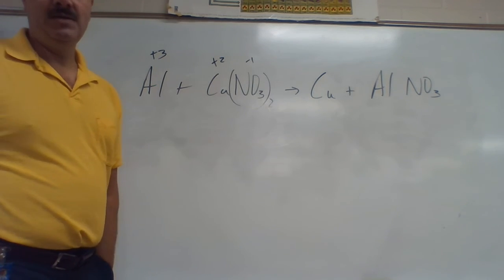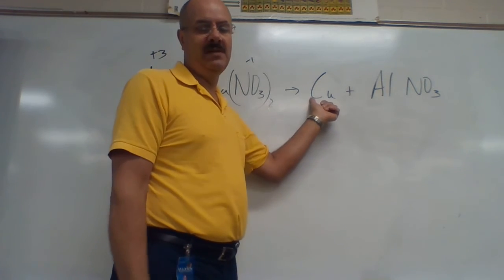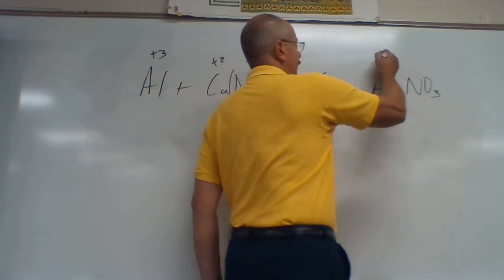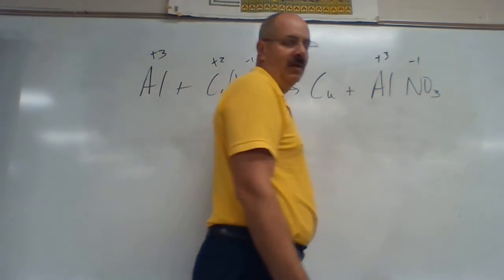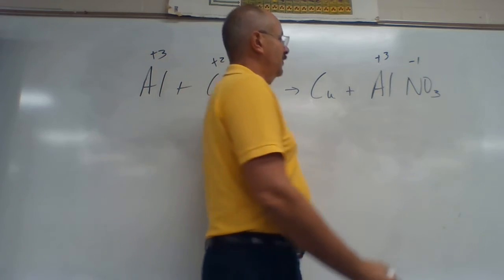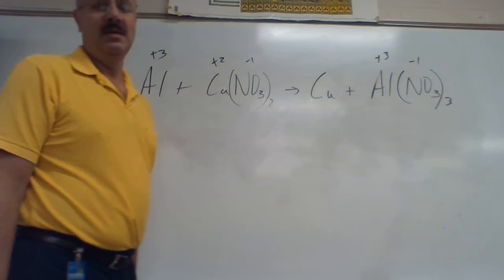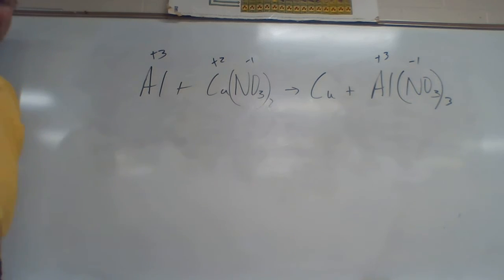All right, now I do my charges. First of all, is copper diatomic? Nope, he's not. So he stays by himself. Al is +3, NO3 is -1. Those don't cancel each other, so I get to crisscross them. So crisscross it, put this in parentheses, and put a 3. All right, now I'll go through and balance it.